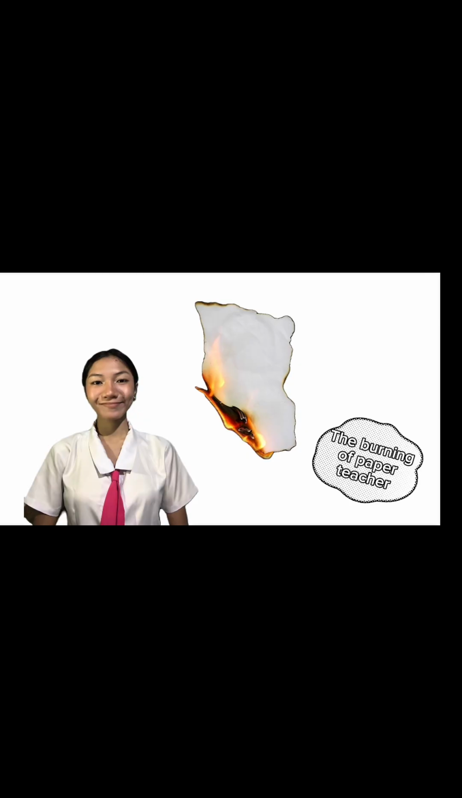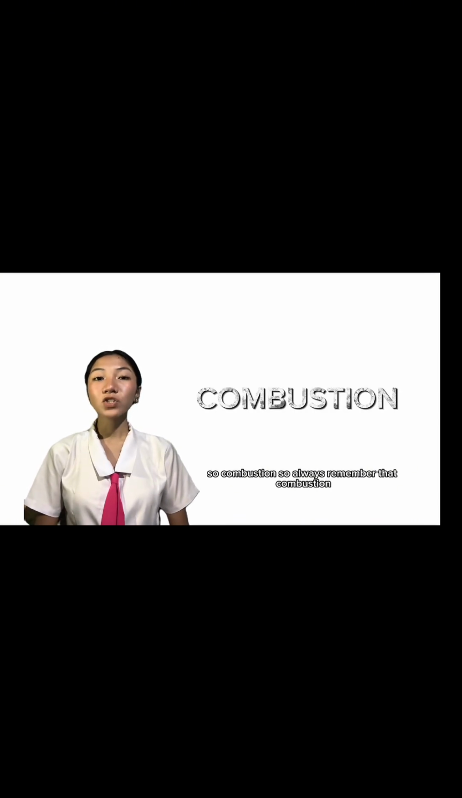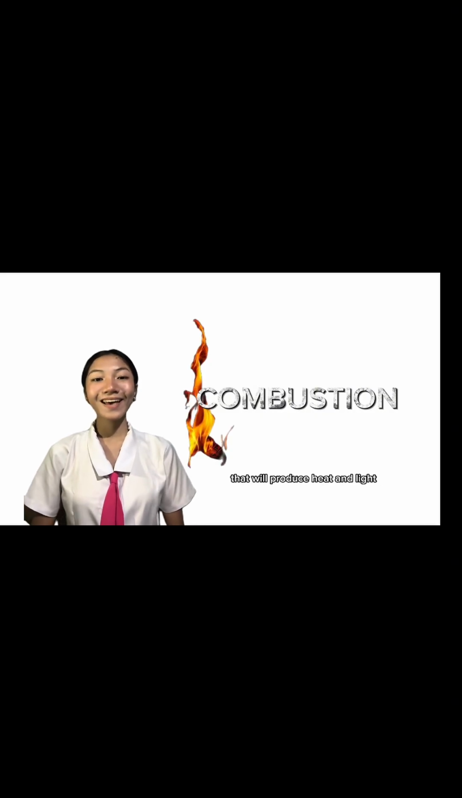So always remember that chemical change is when something changes and makes something new that is different from before. Based on the activity that Miss Sherla conducted, where do you think is an example of chemical change? Okay, thank you. You're right, the burning of paper that turned into ashes is one example of chemical change. The process is called combustion. Combustion is the reaction of any substance with oxygen that will produce heat and light, and that is what happened to the paper after you burned it.